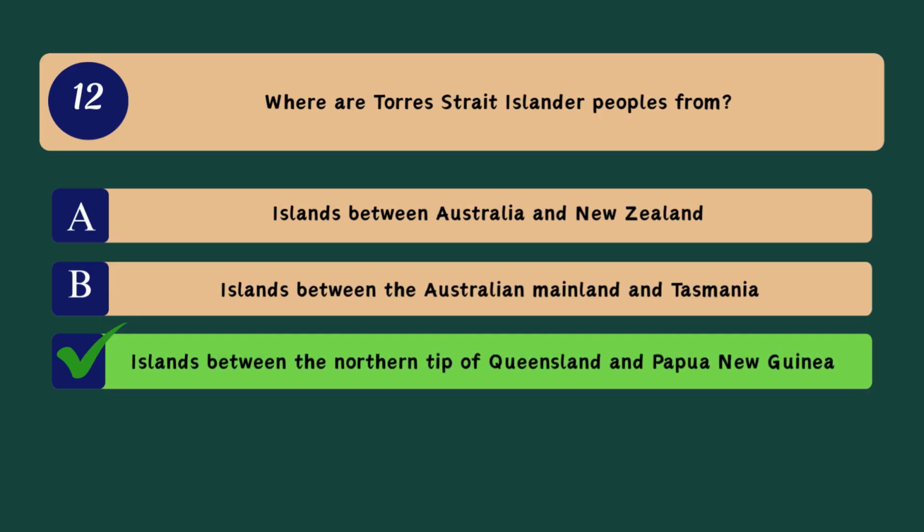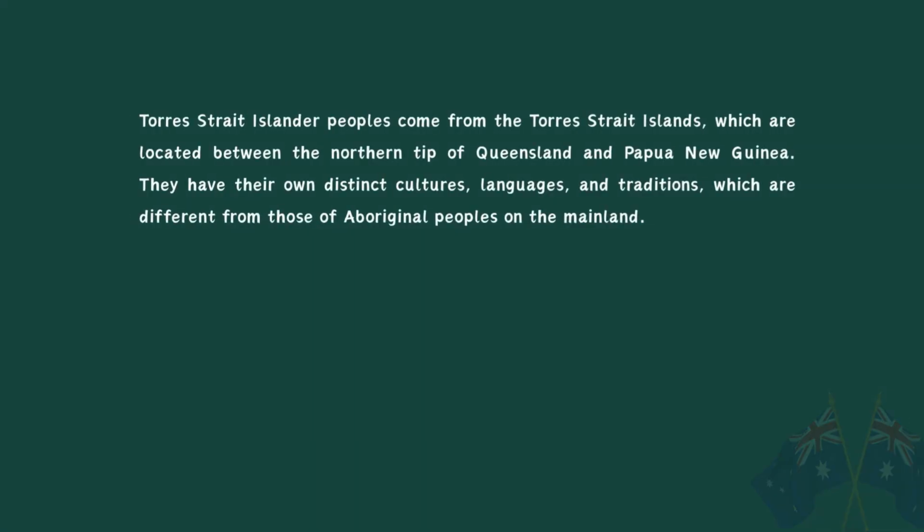Correct answer C. Islands between the northern tip of Queensland and Papua New Guinea. Torres Strait Islander peoples come from the Torres Strait Islands, which are located between the northern tip of Queensland and Papua New Guinea. They have their own distinct cultures, languages, and traditions, which are different from those of Aboriginal peoples on the mainland.